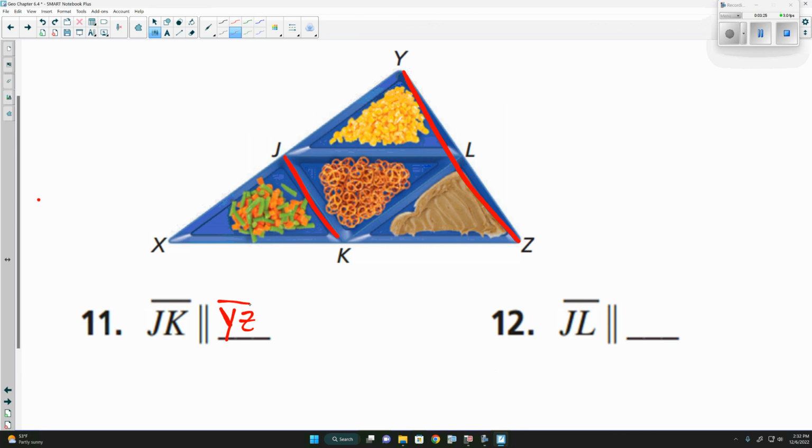Now we could have named it in other ways. We could have said YL, LZ, ZL, any of those sides. Any way to name that side, well, actually not YL or LZ, YZ or ZY. Either one of those would work, because it's not the whole line. It is technically parallel to it, but we just want to talk about the whole line. Now, JL would be parallel to XZ or ZX.